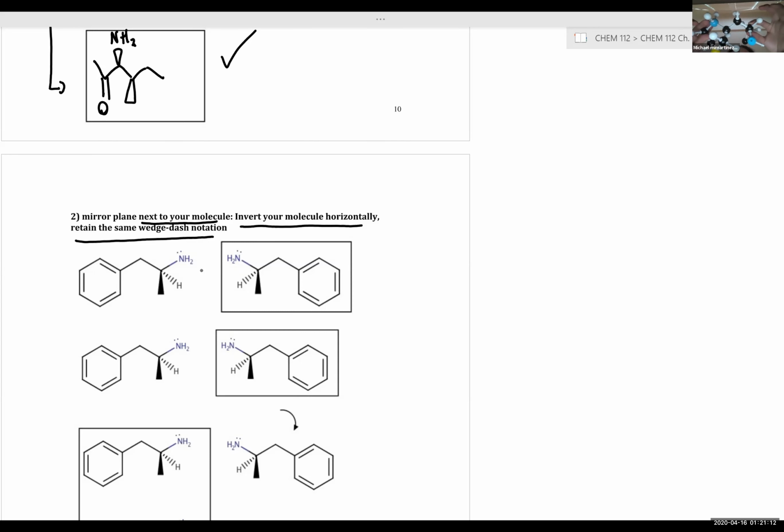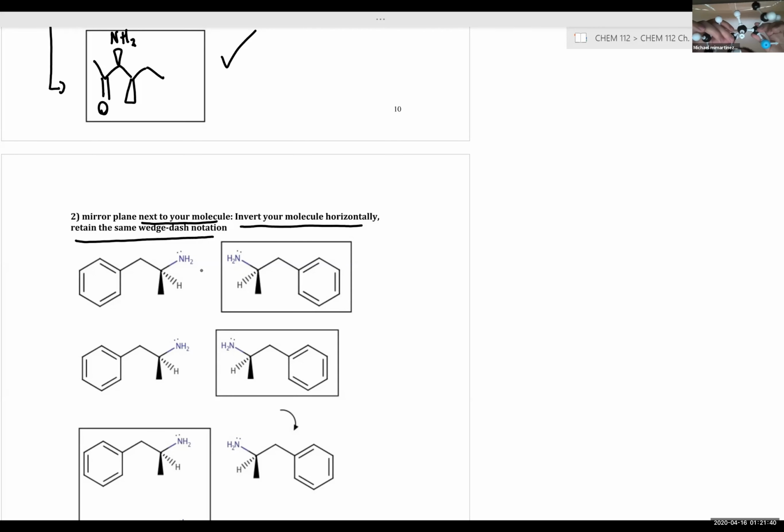And as we notice, what has happened to our methyl group if we're just rotating our molecule? If we just rotated our molecule, where does our methyl group end up? In. Okay. Now let's look at what happens if we draw our enantiomer. So I'm going to flip my stereocenter. And now we're going to invert this molecule 180 degrees.